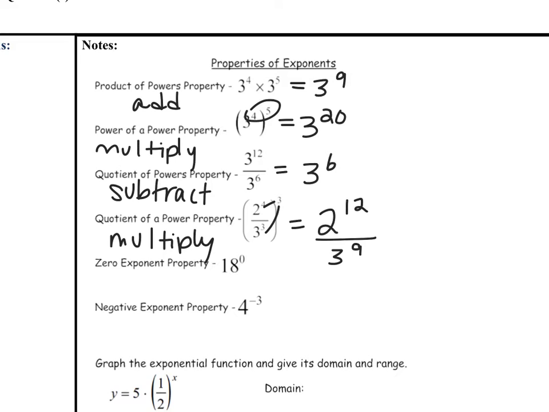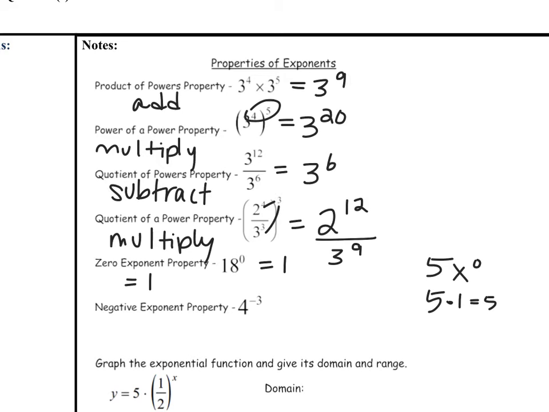Anything to the 0 power is 1. Okay, but make sure you pay attention to what is actually raised to the 0 power. This is just 18 to the 0 power, but if there was something like 5x to the 0, that would be 5 times 1, which is 5.